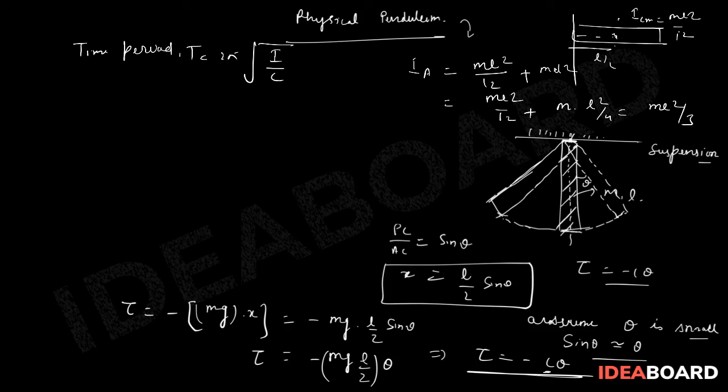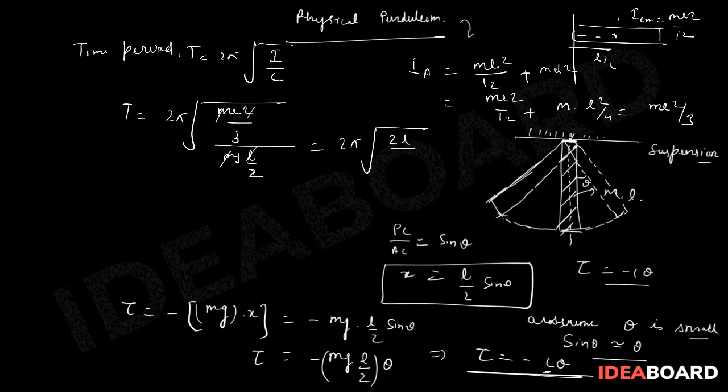So the time period formula will be T is equal to 2 pi under root of I by C. I is ml square by 3 divided by C. C is how much? mg into L by 2. So m is cancelled out, L is cancelled out, and 2 pi under root of 2L by 3g is the answer, right? You can compare the result with simple pendulum, that was 2 pi under root of L by g, here 2L by 3g.